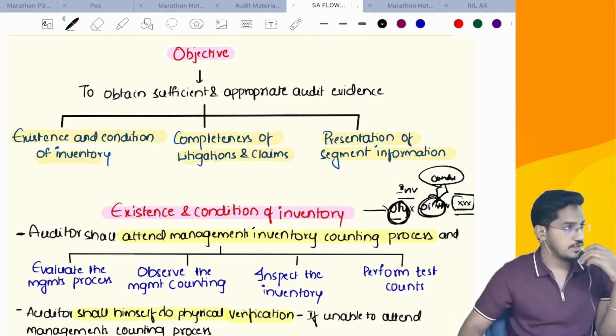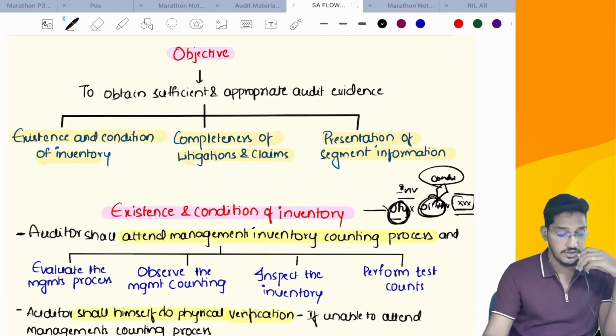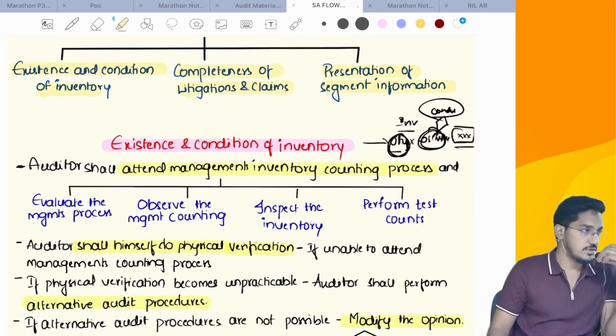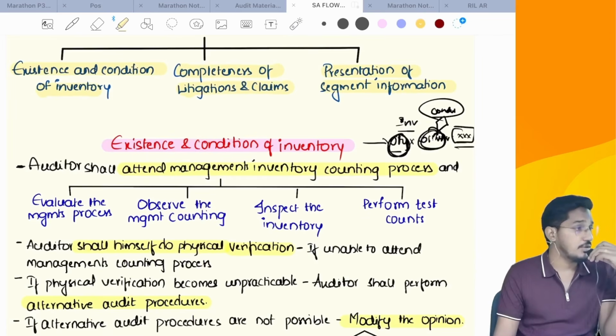So every company will do physical verification of their stock. Now what the standard suggests is, as an auditor, you try to attend that management inventory counting process. So whenever management is doing physical verification, they will inform you as an auditor, you should try to attend that inventory counting process. Sir, what should I do by attending there? Just time pass, whatever we do regularly.